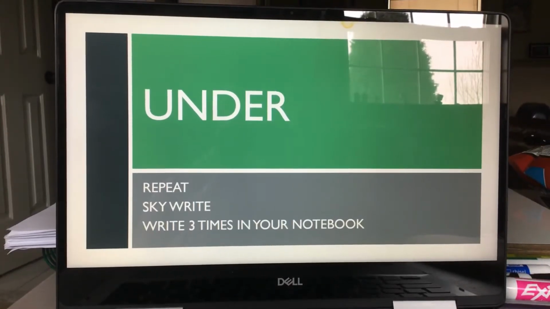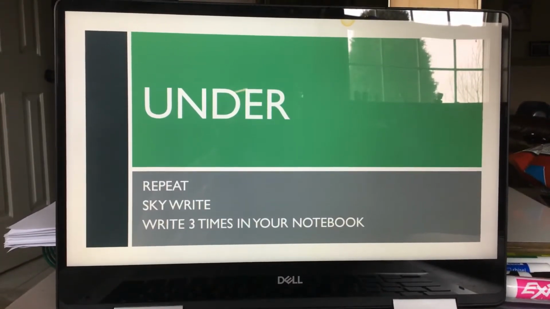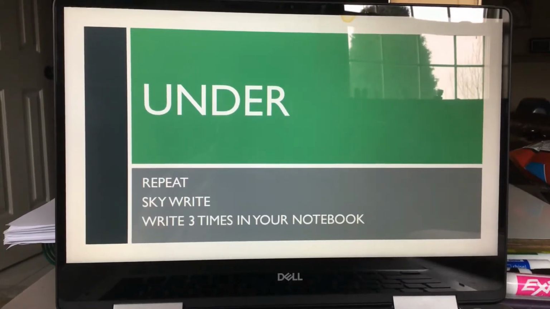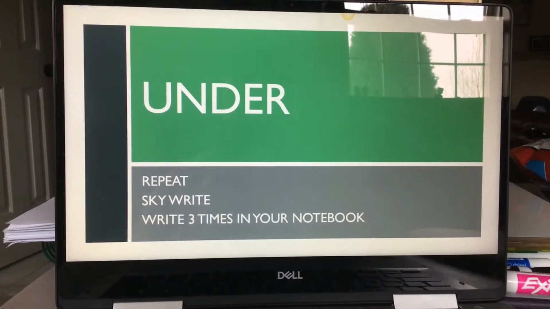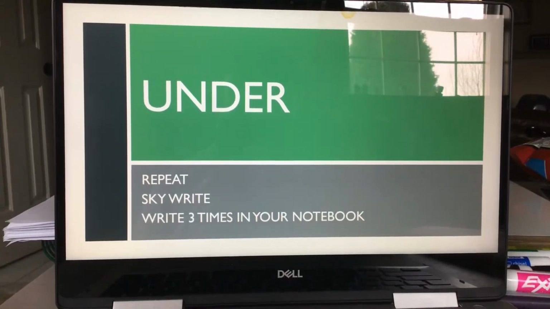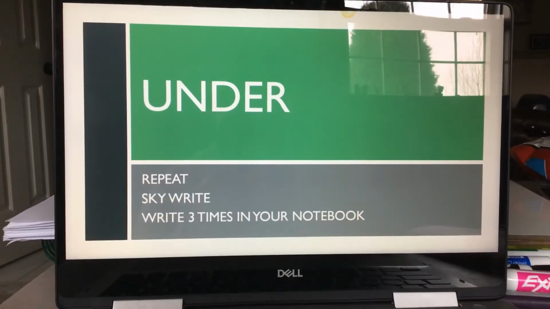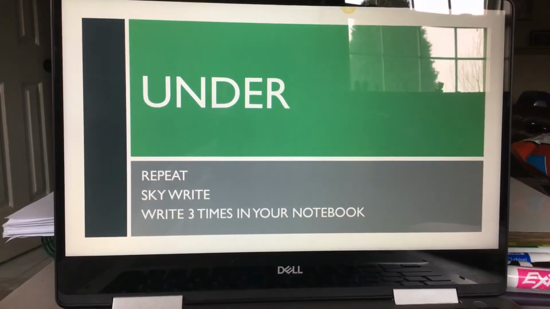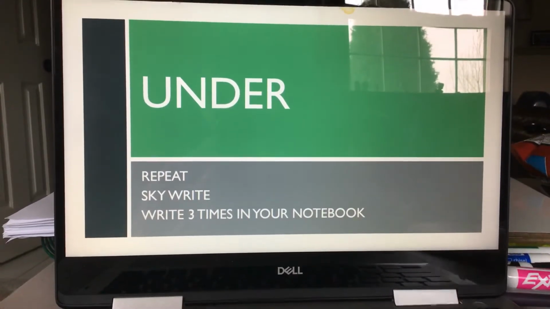Under. Good job. Repeat it after me. Under. Now you can skywrite it over your screen. And go ahead and write it 3 times in your notebook. Good job. If you need more time, go ahead and pause the video.